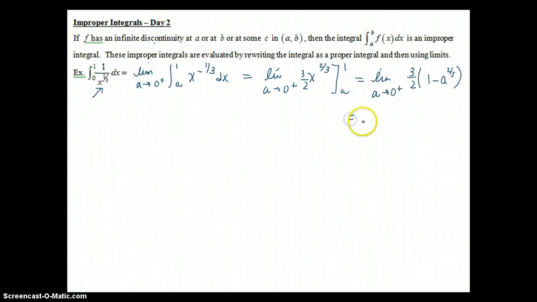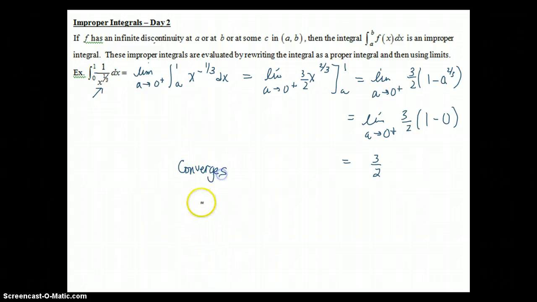Next step, we're going to let a approach 0 from the right-hand side, and we're going to use the methods we've been using all the time through limits. If we can plug in a value for a, whether it be right or left or all around, I'm going to try to do that, and I can here. We plug in 0, and we end up with 3/2 out of our limit. So again, this is a convergent improper integral.